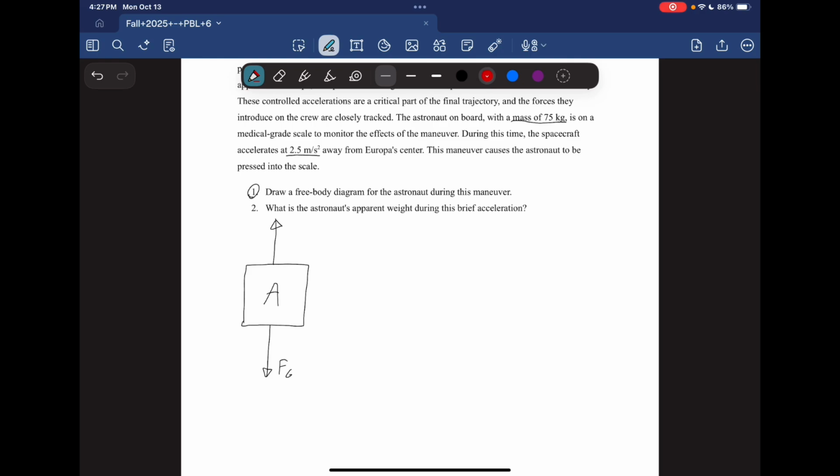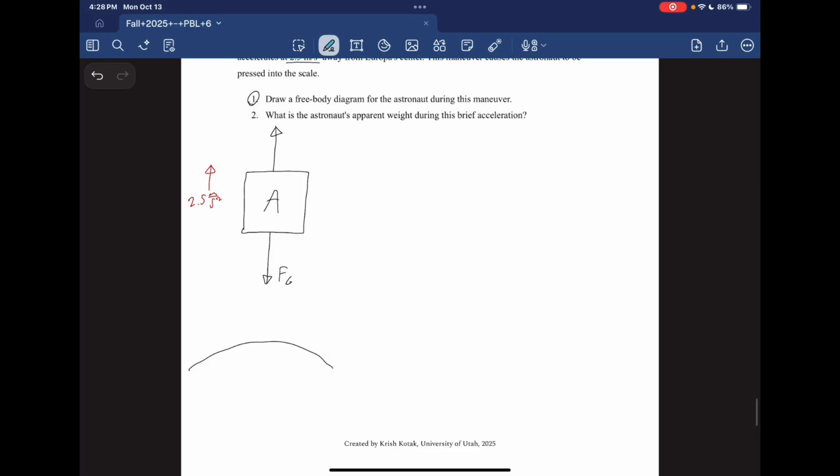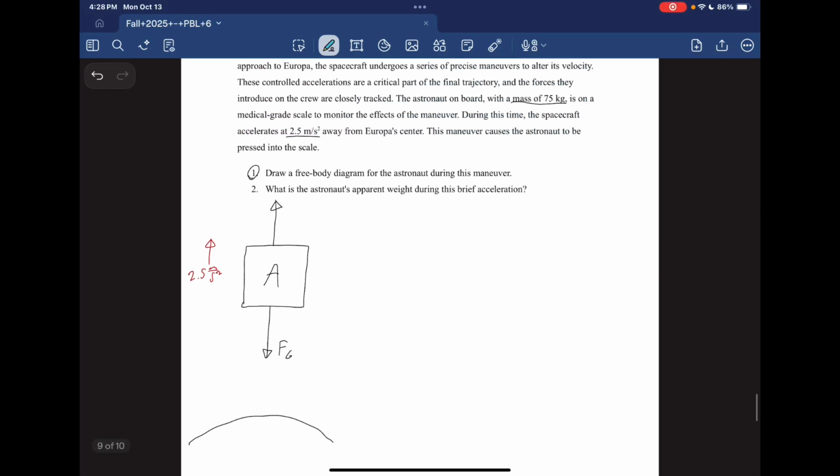And then one key thing to realize, which I'm going to draw in red, this isn't really part of the free body diagram, but it may help you visualize what's happening, is that there is an acceleration in this direction, so away from the center of Europa, at 2.5 meters per second squared. So in my case, Europa is somewhere down there. That's the surface of it.